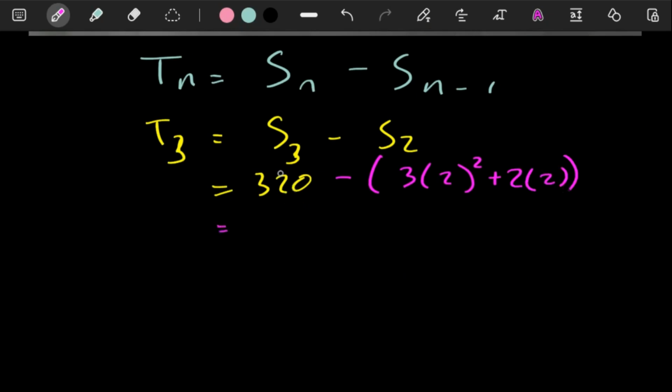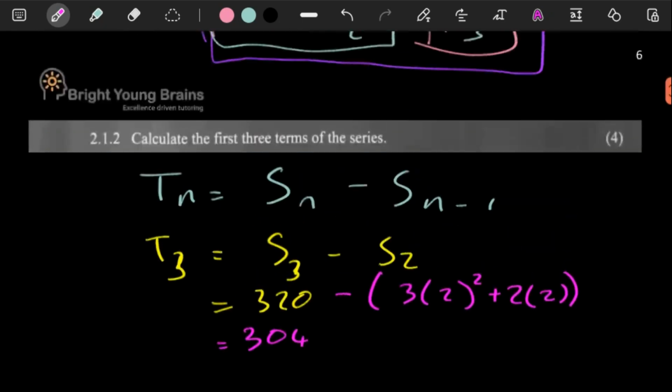What do we have now? This is going to be 320, right? I need to put this in the calculator. Why am I actually wasting time? Let me just put it all in the calculator and see what it gives me. 320 minus this whole thing in brackets, it's like 3 times 2 squared plus 4, right? This is like 304. That's term number 3.